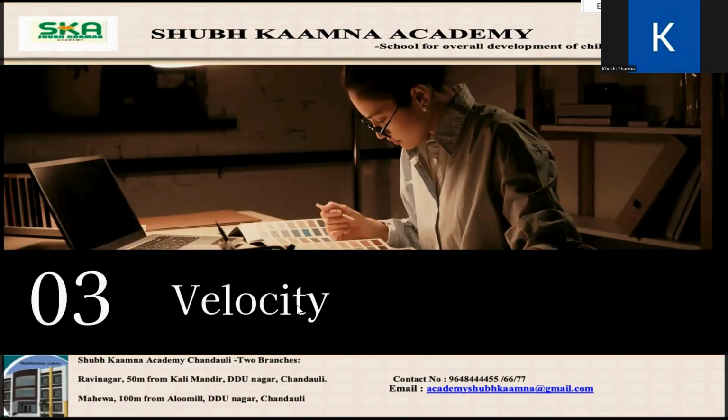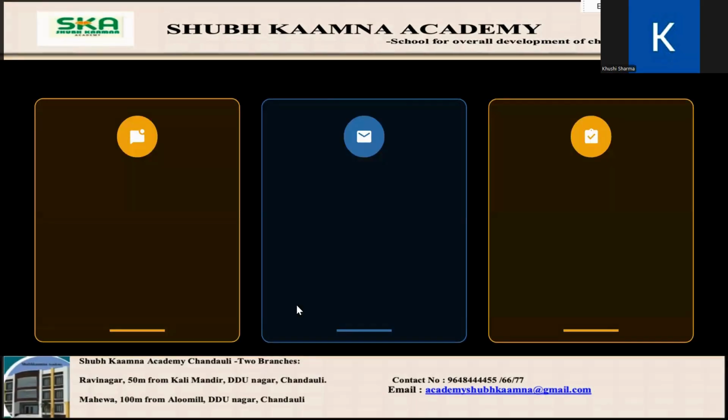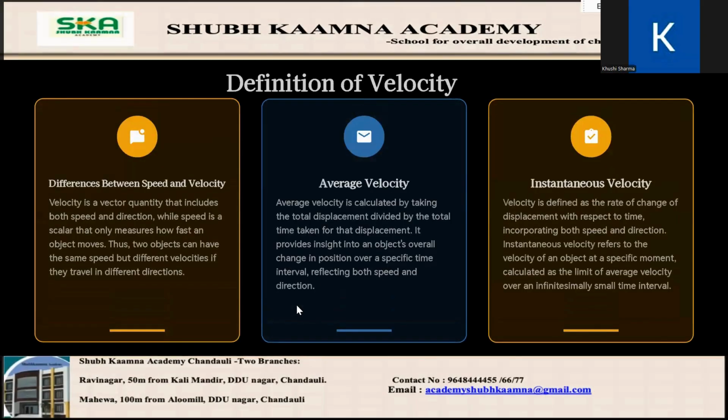Velocity is just like speed, but with direction. So if you say, I'm running at 5 meters per second towards the north, that's your velocity. Formula: velocity is equal to distance divided by time, but add the direction. Example: a plane flying at 800 km per hour eastward has a velocity of 800 km per hour east. So velocity is a vector. It has both magnitude and direction.